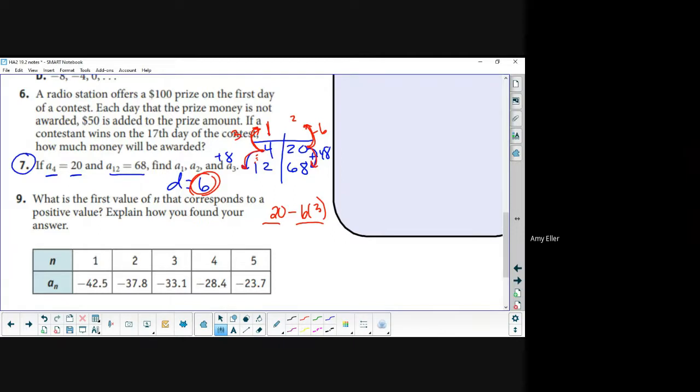From there, then you can find your second and your third term. Try to do it that way instead of manually going backwards, minus 6, minus 6, minus 6. In case this number was much bigger, you wouldn't be able to do that every time.